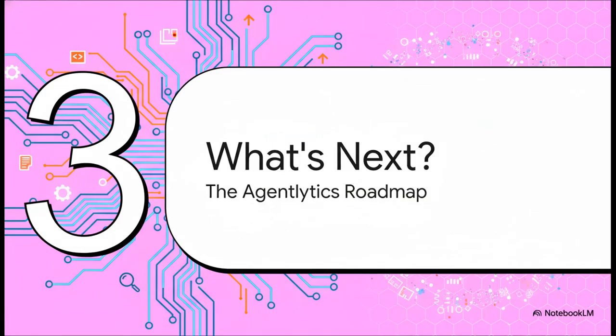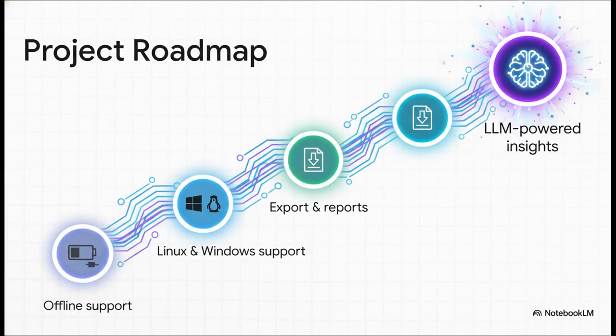So Agentlytics is already a super powerful tool, but it's not standing still. It's an active, open source project that's always evolving. So what's next? Let's take a quick peek at the roadmap. They've got some really exciting stuff planned. Of course, broader support for Linux and Windows is on the way, and so is the ability to export your data. But the thing that really gets me excited is this plan for LLM-powered insights, using an AI to actually analyze your coding patterns, generate summaries of your work, and even spot habits. This is a move from just organizing data to creating real intelligence from it.